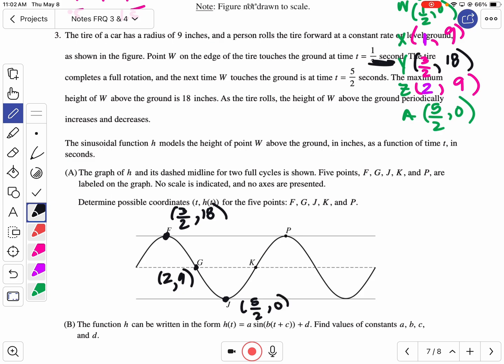5/2, 0. Now, the next points I don't have, but I can get them. Okay? So, between 2.5 and 3.5, what would be the next X value? 3, and my height would be back at 9. Okay, and then between 3 and 4 would give me 4.5, or 9/2? And I'm back at 18.